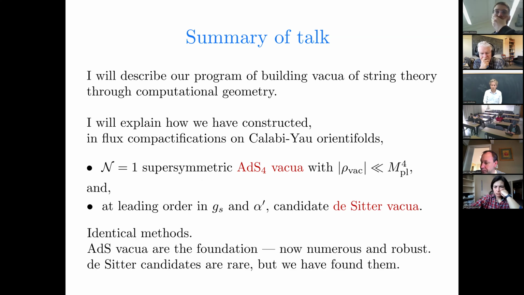Now, the methods that we use to get both of these things are the same, which is why I'm putting them both in one talk. It's really one kind of work. And AdS vacua are the foundation. They're now numerous and robust. We've made millions of these things. De Sitter candidates are rare, but we have found them. And so I'll tell you about both. As usual, it's easier to understand the supersymmetric thing first.